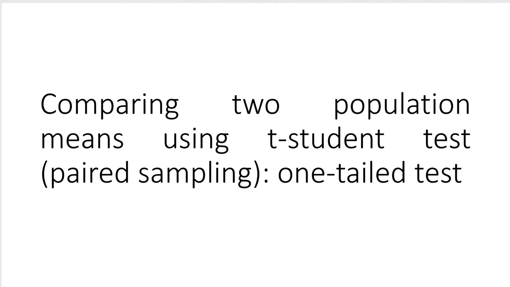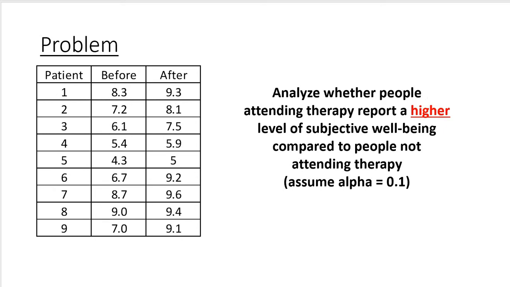Hi, welcome back. So in this video, we are going to discuss how to perform a one-tailed Student's t-test for paired samples. We're going to use the same dataset as in the previous video, but now our task is different. We have to analyze whether people attending therapy report a higher level of subjective well-being compared to people not attending therapy. And we assume that alpha is equal to 0.1.